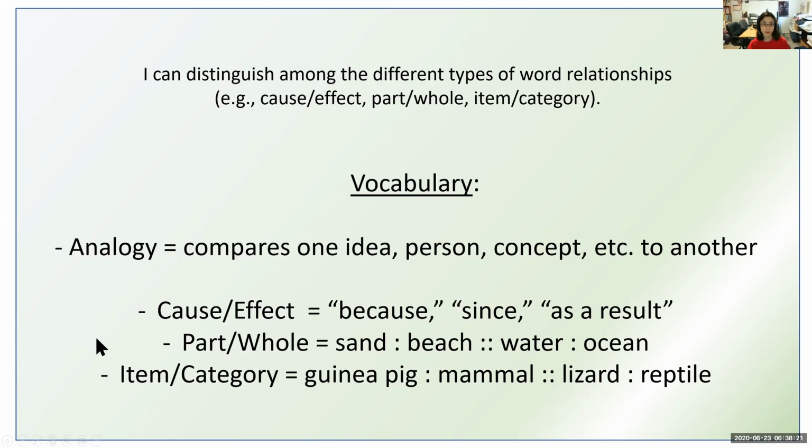All right, the next analogy is part whole. So for example, sand is to beach. So sand is like a small part of an entire beach. Just as water is to ocean. So water is a small part of like the entire ocean. So again, part to whole. Then the last analogy is item category. So for example, guinea pig is a mammal just as lizard is a reptile. So basically, guinea pig falls under the category of mammals, just as lizard falls under the category of reptiles. So that's kind of what item category analogy is all about.